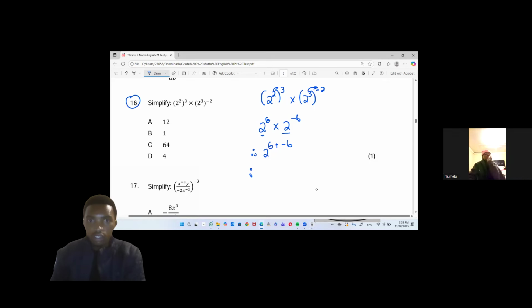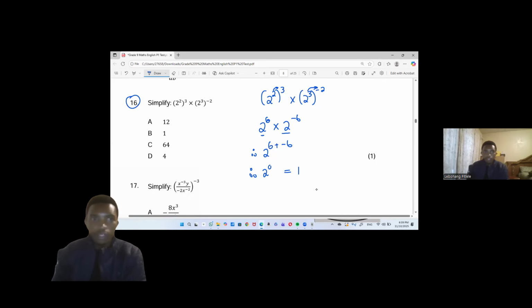Yes. So in this case, you're going to have 2 to an exponent of 0. Anything to an exponent of 0 is how much? 1. It's 1. So now which one is our answer there? B. It's B. So let us remember all those small details.